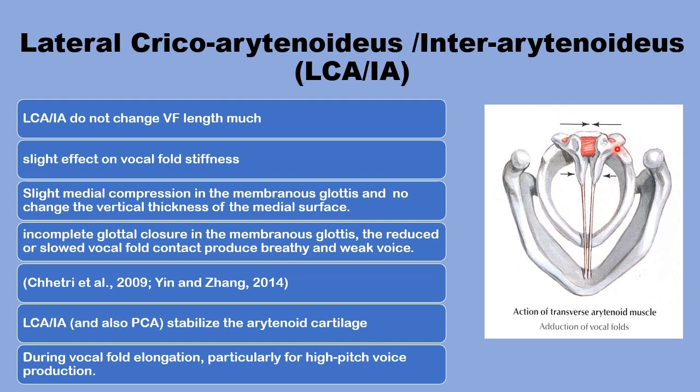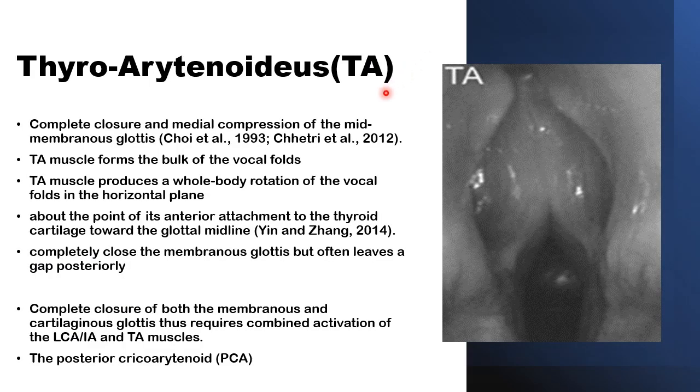They stabilize its position over the cricoid cartilage, helped also by the posterior crico-arytenoid, which is an abductor, but it activates during the adduction to help in the stabilization of the arytenoid cartilage. And now the Thyro-Arytenoideus muscle, which forms the bulk of the vocal fold.